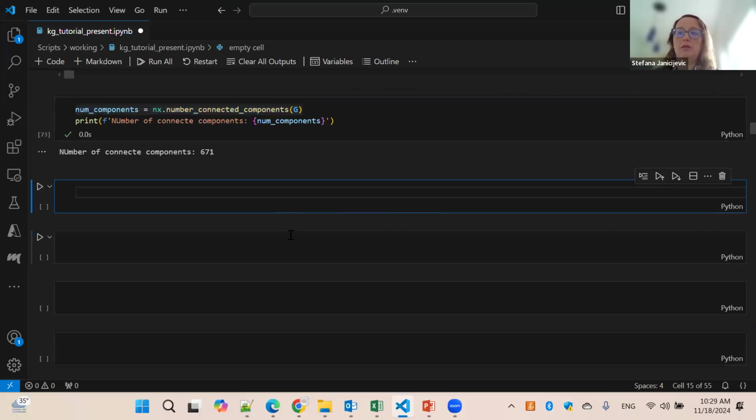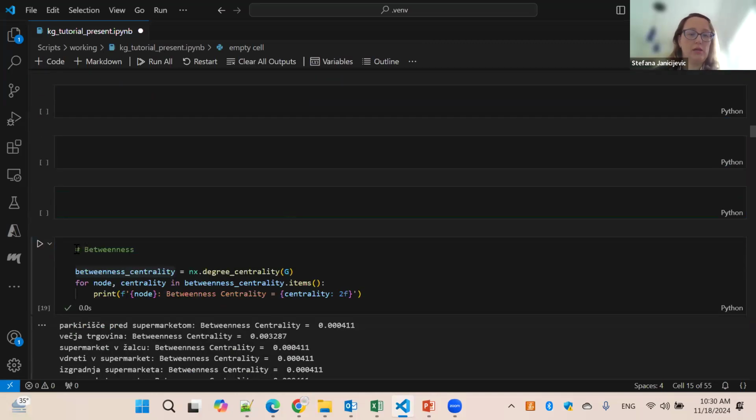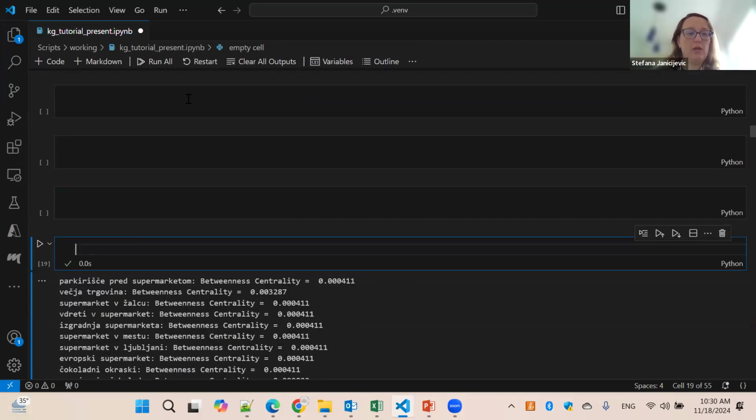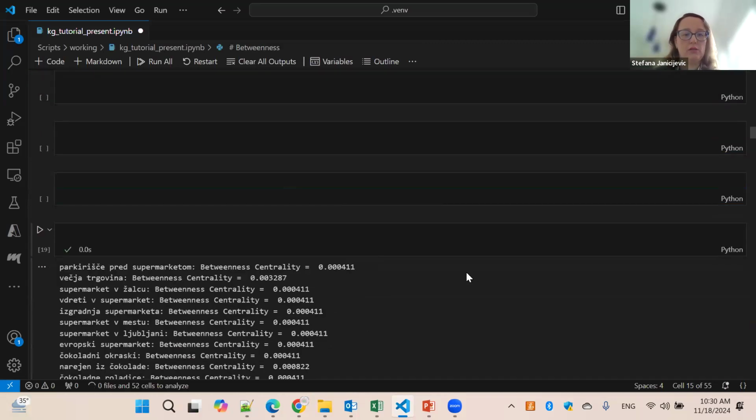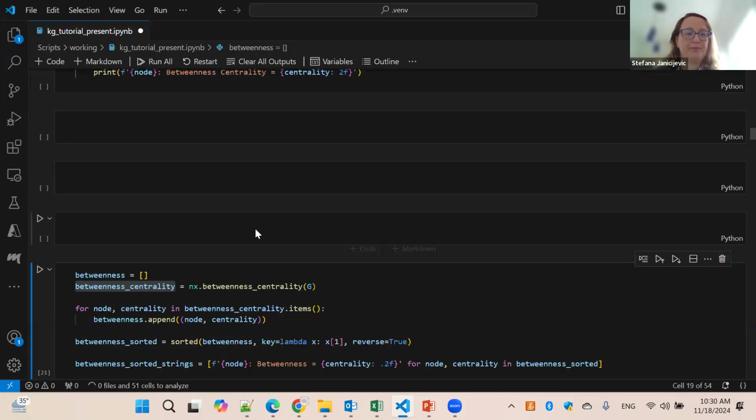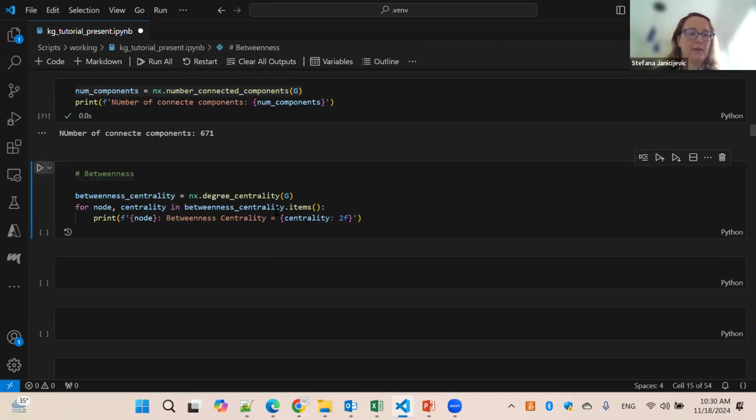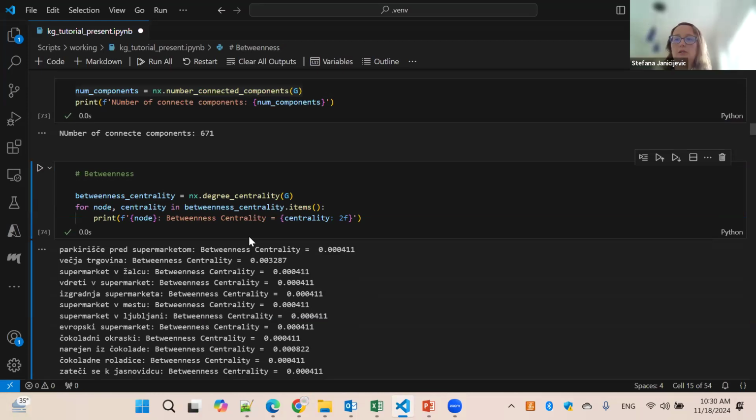In the same manner, I will repeat with betweenness and with closeness. So this is betweenness. I will also run it and explain. Okay. Betweenness is based on how often a node appears on the shortest path between nodes. So you are calculating the shortest path. A node with high betweenness centrality can act as a bridge between different parts of the graph.